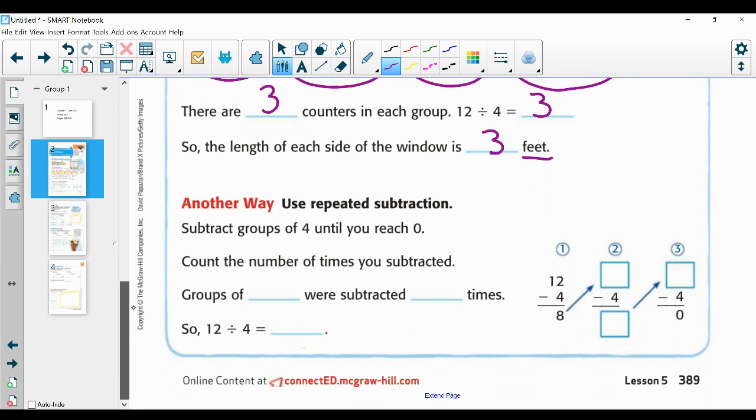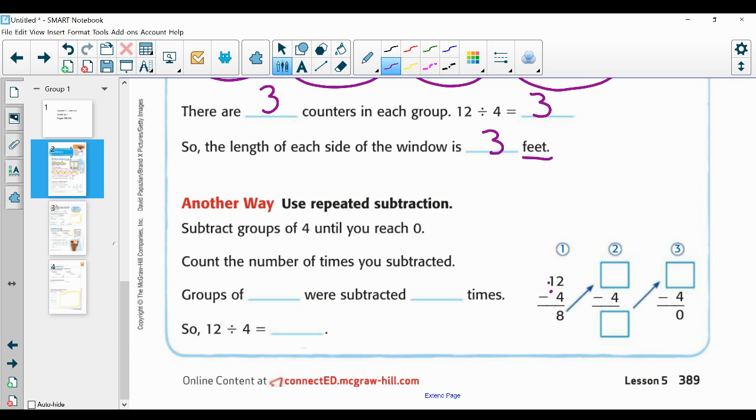Okay, another way is to use repeated subtraction. Now pay close attention to this because you have to do this on the independent practice. Okay, you're going to subtract groups of 4 until you reach 0. So you're going to count the number of times you subtracted. So let's go over here to the right. And 12 feet is the total number of feet in our problem. We're going to keep subtracting 4 until we get to 0.